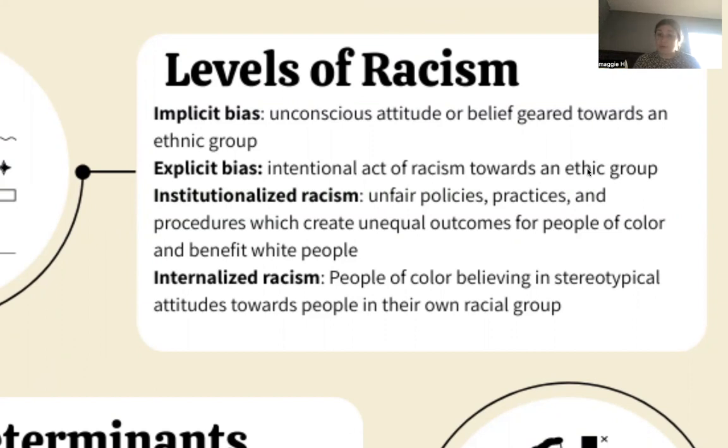This would be, for example, let's say you're working at a hotel and you have a very strict uniform policy, and the CEO of the hotel tells a Black woman she can't wear her hair in cornrows because it's not professional. That would be institutionalized because cornrows are a protective hairstyle for women of color, specifically Black women.